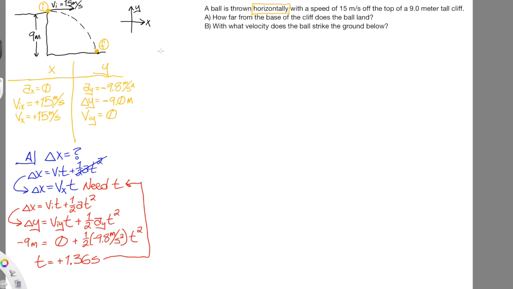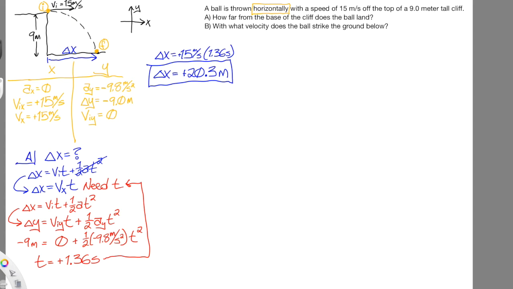I'm going to move the rest of my solution up here. But delta x is velocity in the x direction. That's the positive 15 meters per second, times the time of 1.36 seconds. So our delta x has a final value of 20.3 meters, meaning the ball lands 20.3 meters from the edge of the cliff, and this right here on our diagram is our delta x. So that is part A.